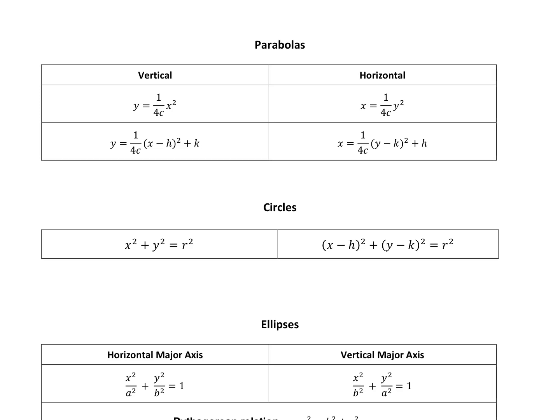Hello, everybody. I just wanted to take a couple minutes and walk through this formula sheet that you get to use on your Topic 9 test, just to give you some reminders about it so you know what you're looking at for the test. All right, so parabolas can be vertical or horizontal.